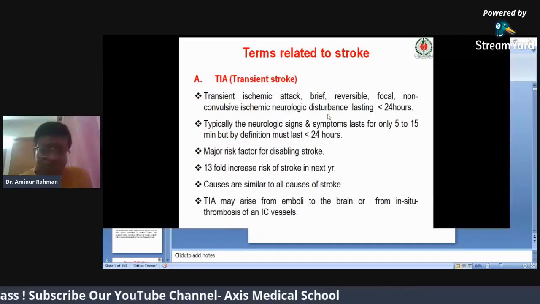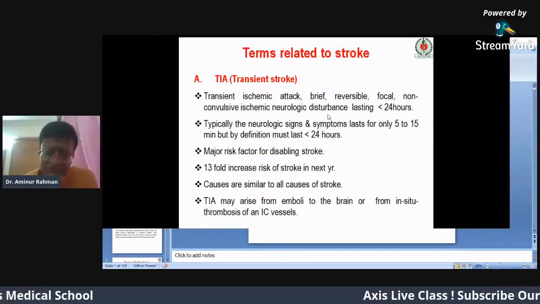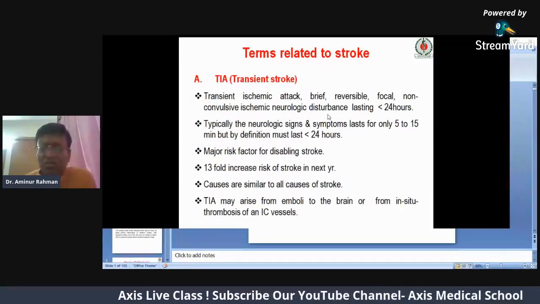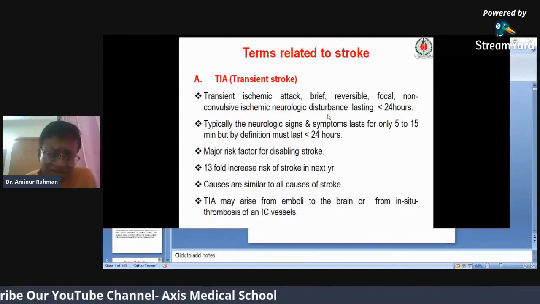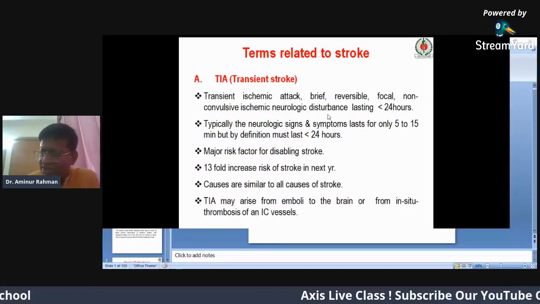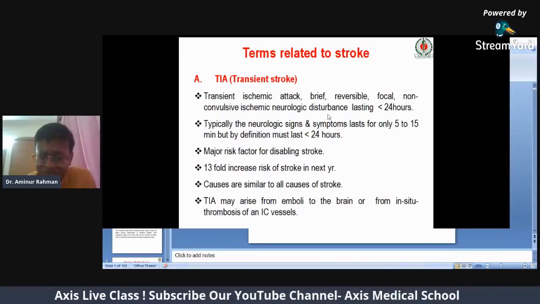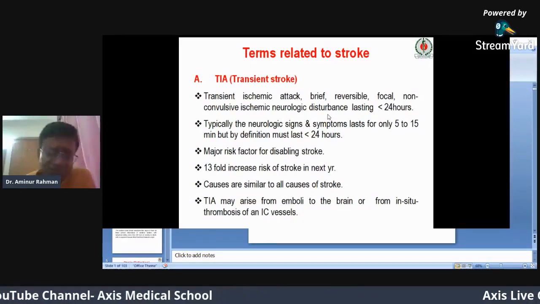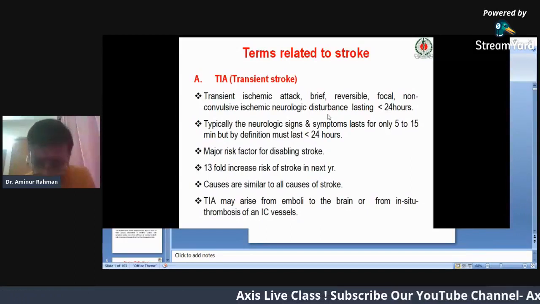Terms related to stroke, another is TIA. You already heard this term, the TIA, transient ischemic attack: brief, reversible, focal, non-convulsive ischemic neurologic dysfunction lasting less than 24 hours. Typically, the neurologic signs and symptoms last not only 5 to 10 minutes, 5 to 15 minutes, but by definition must last less than 24 hours.